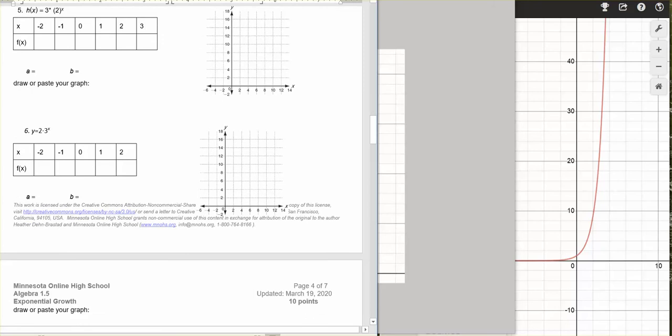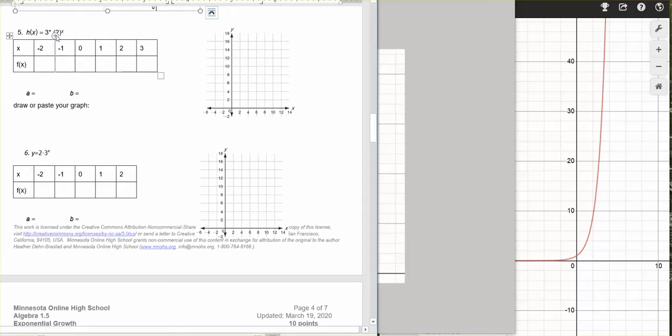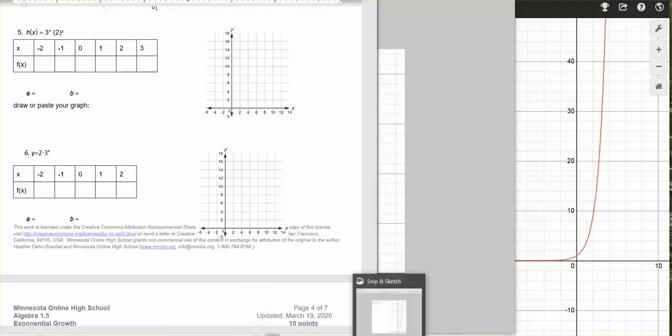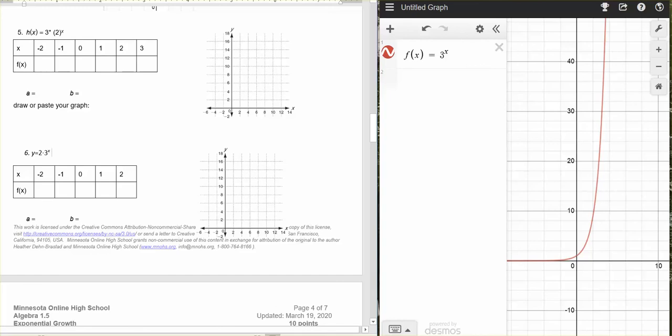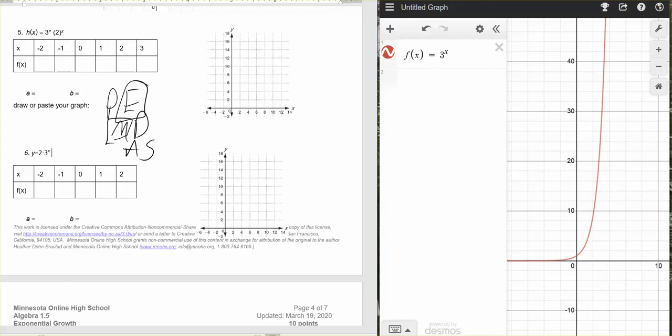Alright, on number 5 and 6 you're going to do the same thing, but it's a little bit different because you have a number multiplied by the b to the x. So don't forget that when you do that, you're going to be multiplying after you raise it to the power. So the order of operations is to multiply after you raise something to the power. So the power part comes first. Please excuse my dear Aunt Sally. So this is the exponent part. Do that before you do the multiplying part.